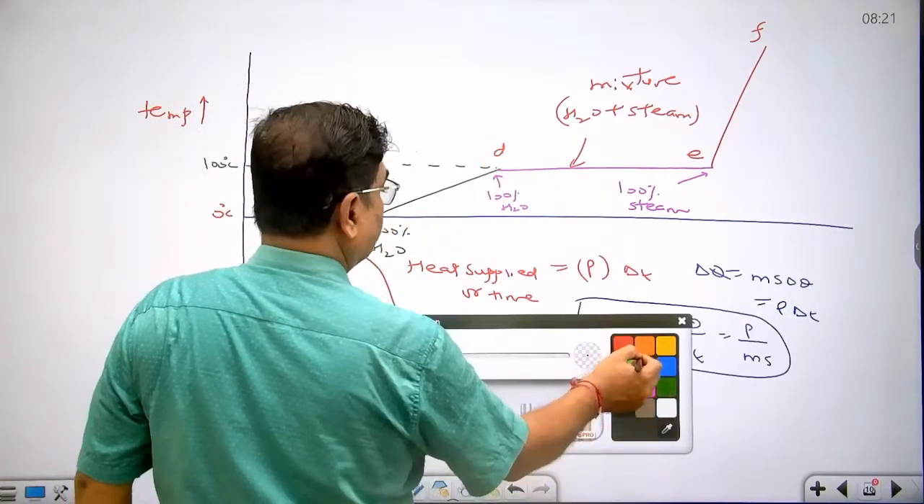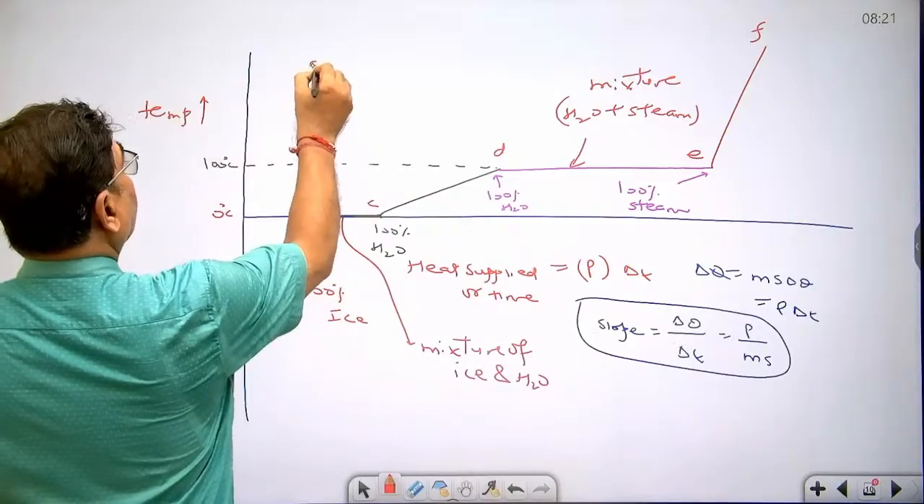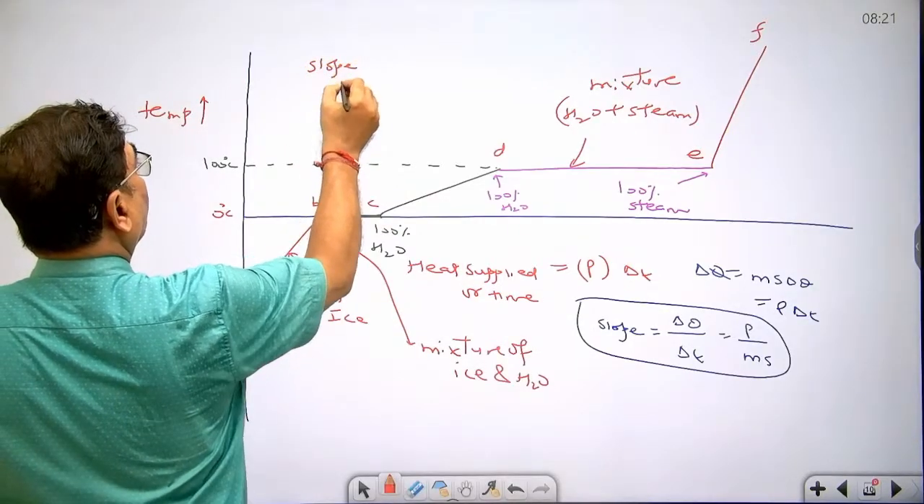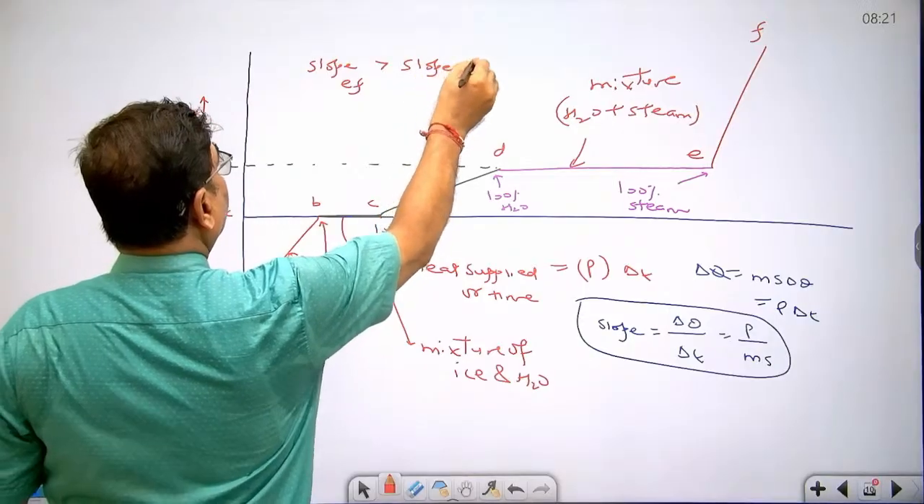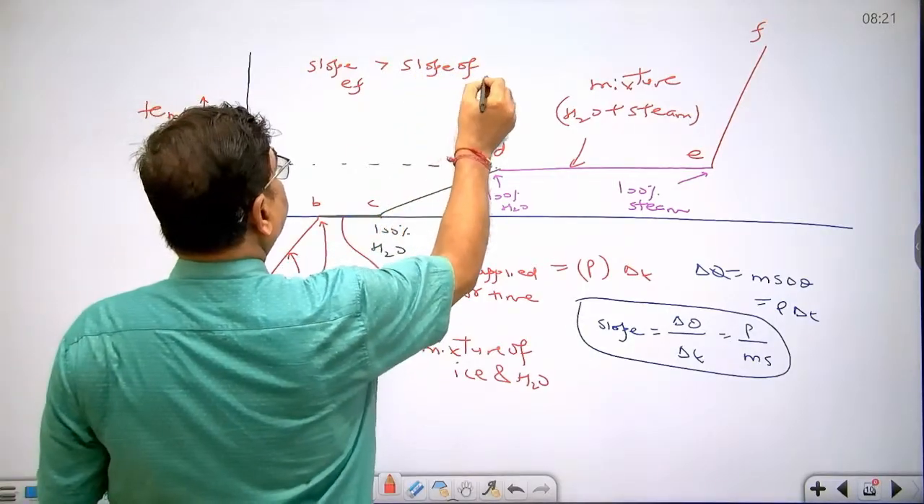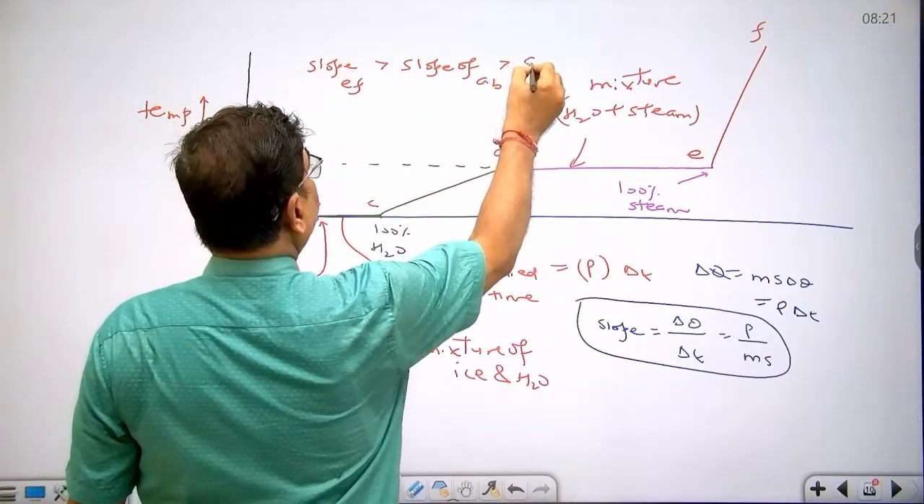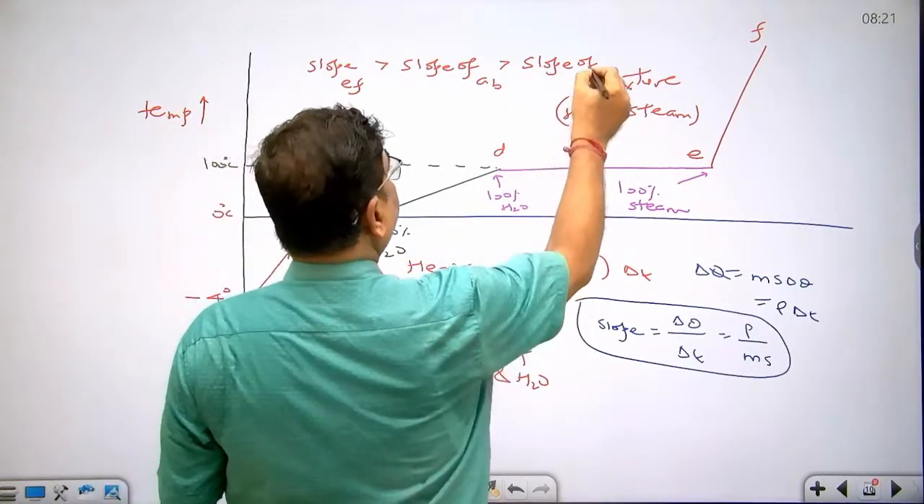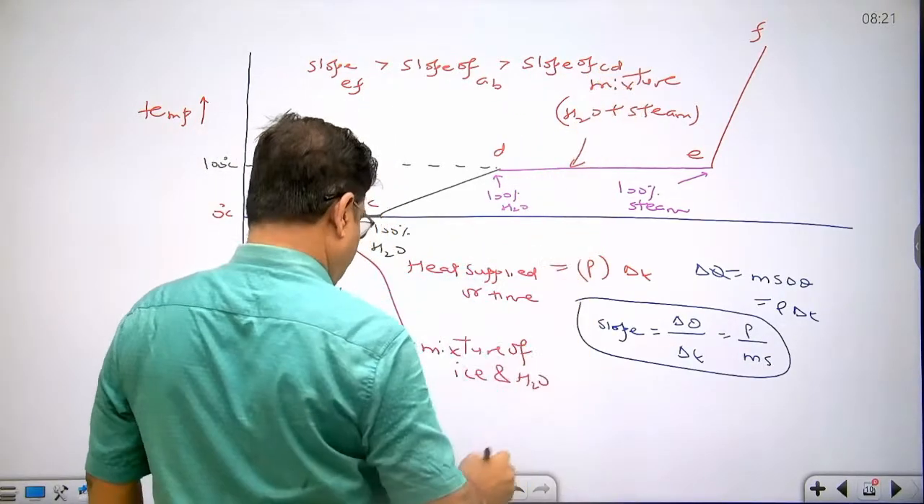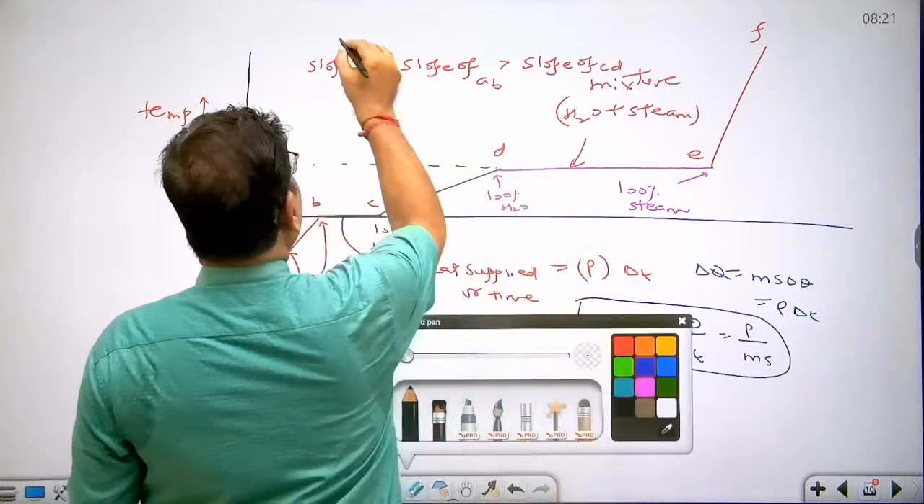Dear student, slope of EF will be more than slope of AB, will be more than slope of CD. This is a very important concept. Okay.